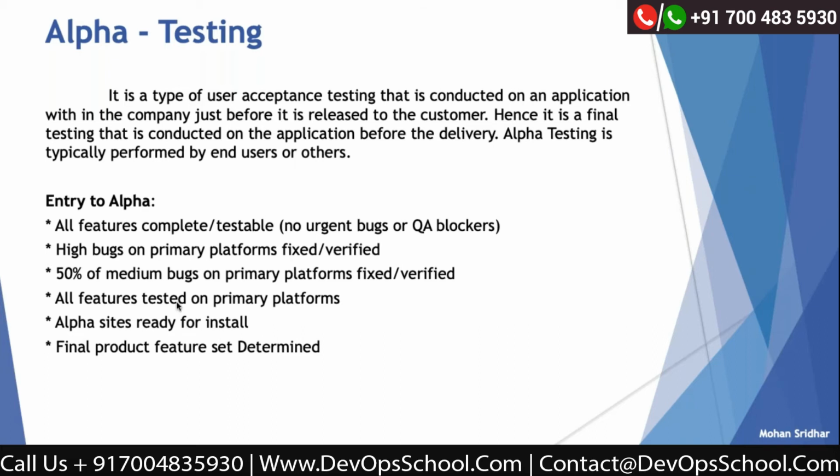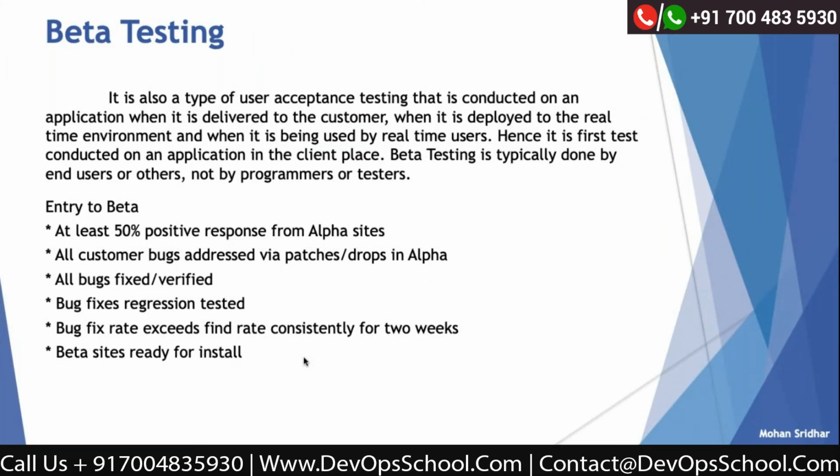All the features tested on the primary platform. Alpha sites are ready for install. Final product feature set determined. So they will test before deploying it on Amazon.com, for example, Amazon.in. Again, one more round of testing will be conducted once it is deployed on Amazon.in, to make sure it is working the same as in the alpha testing. So in the production environment, the live environment, before releasing it to the end customer, they check whether it is working or not.